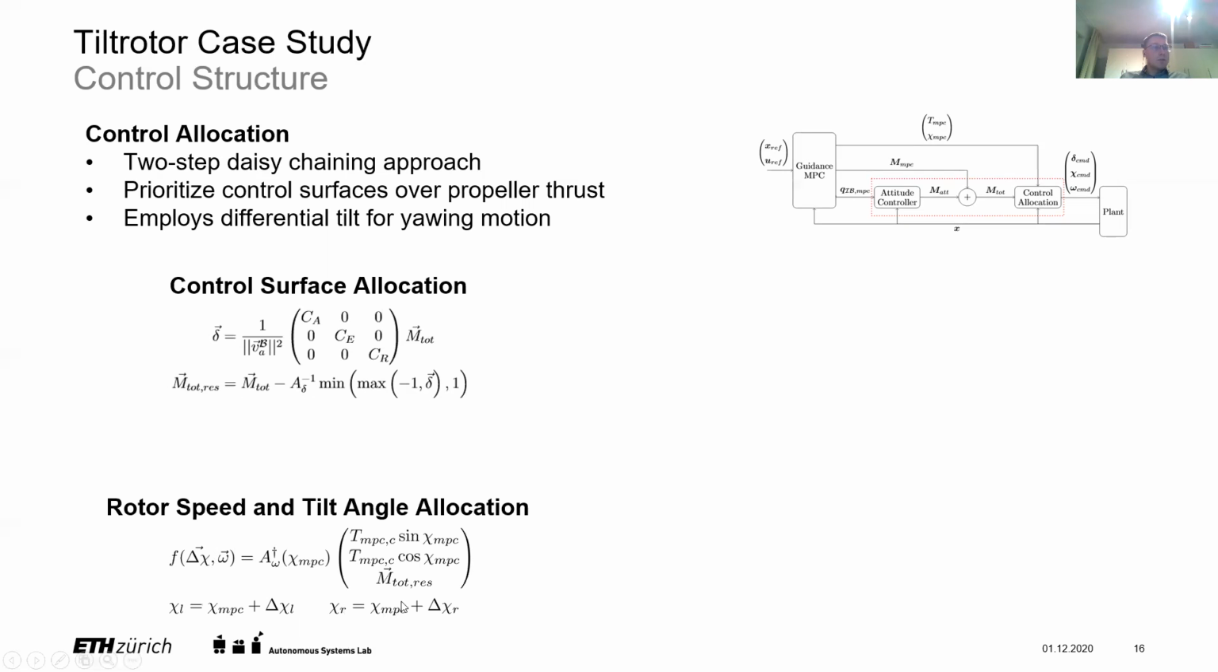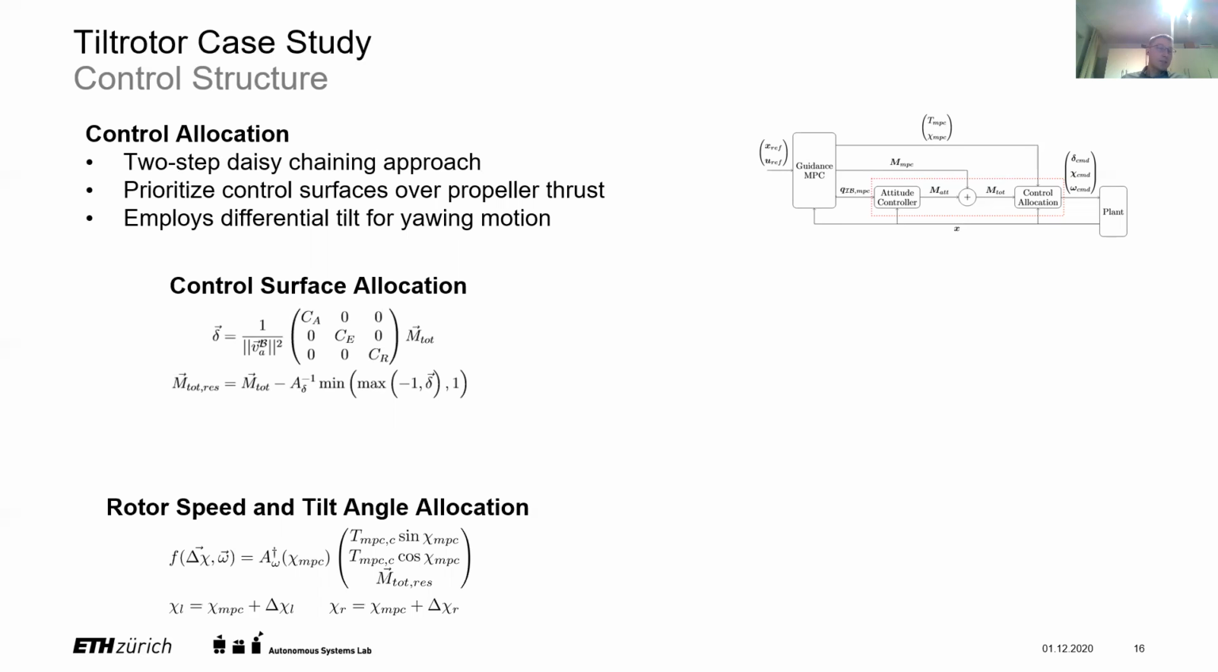So you see here, we use the residual torque from the first step of the daisy chaining approach, and we also include the generalized thrust from the MPC. Remember, this is a collection of the 4 individual propeller thrusts, as well as the generalized tilt angle from the MPC, which collects the 2 tilt angles from before.